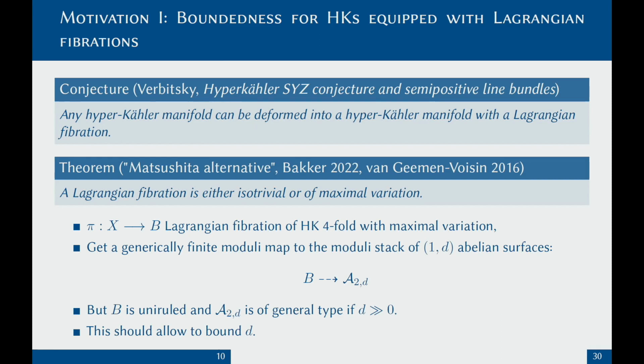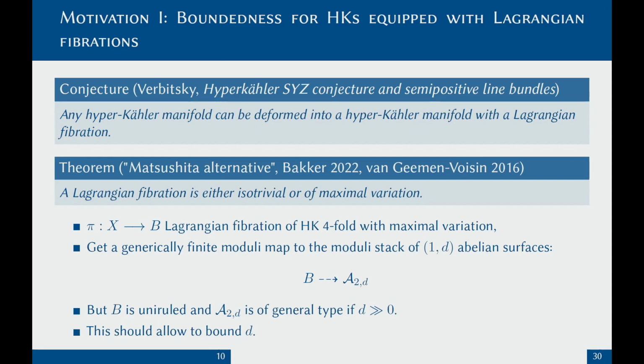And one thing that we know is that this B has to be uniruled. And moreover, it's known that this moduli space of D-polarized abelian varieties is of general type if D is large enough. So what that says is that surface that we get, it cannot move. If you have a ruled surface in a threefold, it cannot move. You cannot deform it as a ruled surface because a threefold of general type is not uniruled. It's not covered by rational curves.